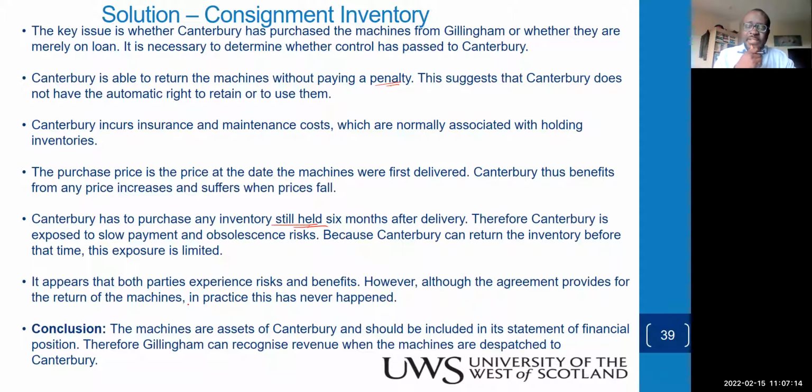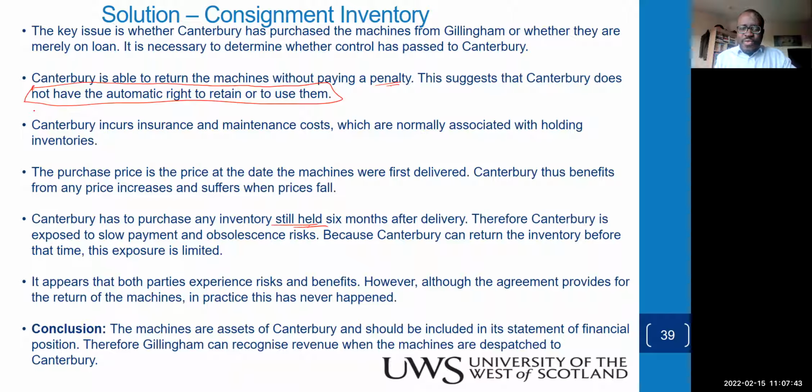So they've all experienced some risk and rewards, some benefits. I give it to you at 10,000. You sell it for 12,000. You give me 10,000. Okay, I also have to bear the cost of warehousing and everything. But what we are hearing is that however, regardless of the risk and benefits, the agreement provides for the return, but it has never happened. It's never happened. So return it. So this automatic right can then be questioned. He hardly returns it. Okay.